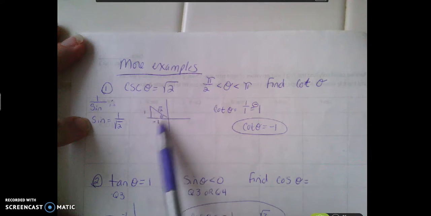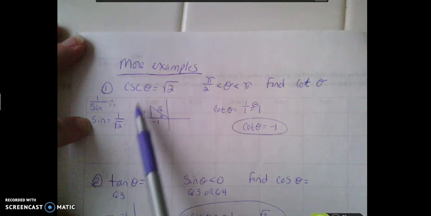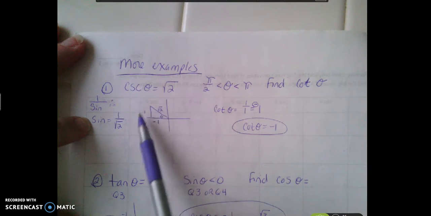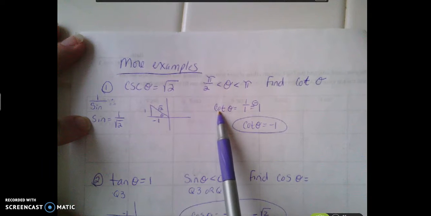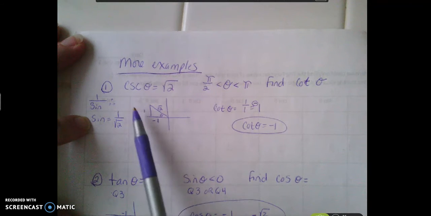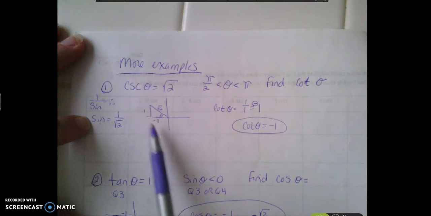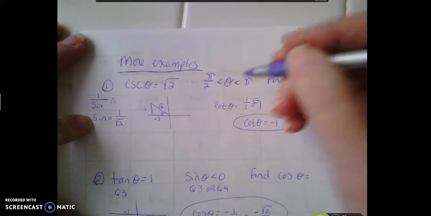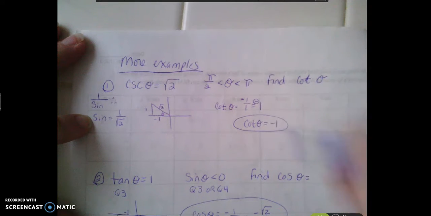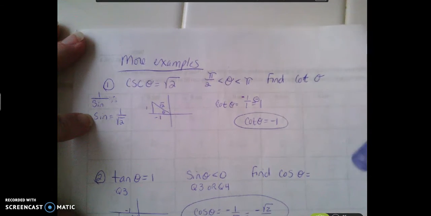So then I can do Pythagorean theorem and figure out the missing side. But that value is going to be negative because we're in quadrant 2. So now, here's my triangle, so I can figure out the cotangent. Cotangent is adjacent over opposite, because it's the reciprocal of tangent. So I get negative 1 over 1, which is negative 1. So the cotangent of theta would be negative 1.